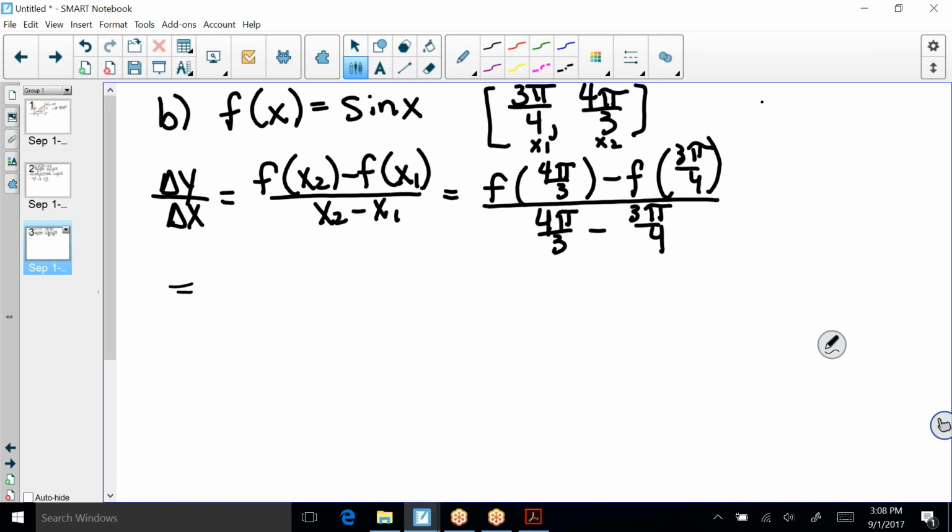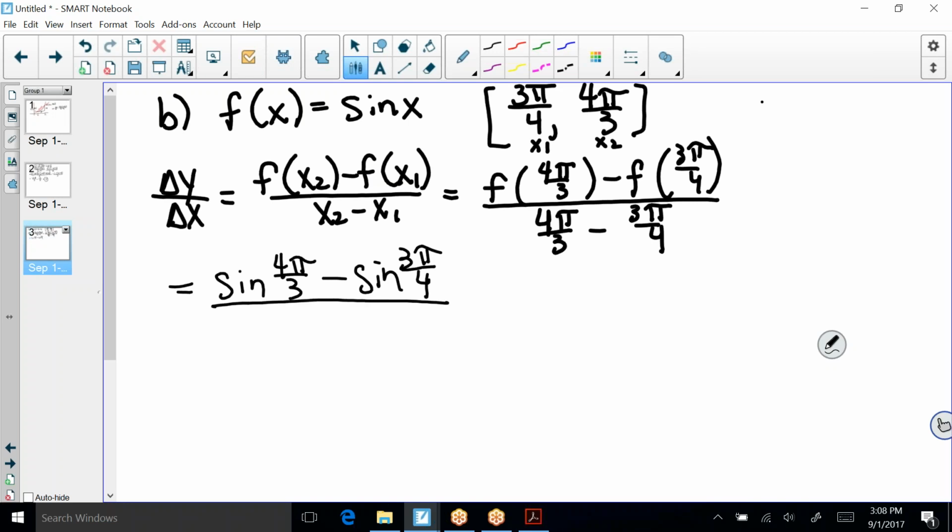All right. So first of all, we have to find f of 4 pi over 3. And that's going to be the sine of 4 pi over 3. So I'm going to take that function f and plug in 4 pi over 3. So we're looking at finding the sine of 4 pi over 3. And then we're going to subtract that from the sine of 3 pi over 4, because we have to plug 3 pi over 4 into that function f.